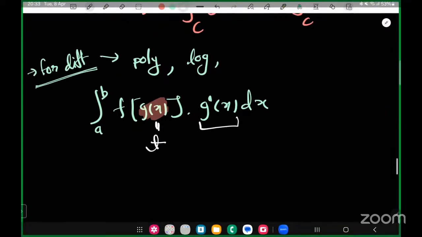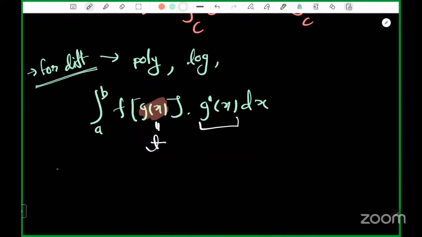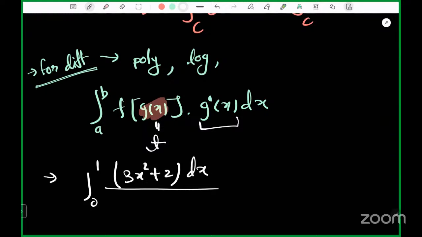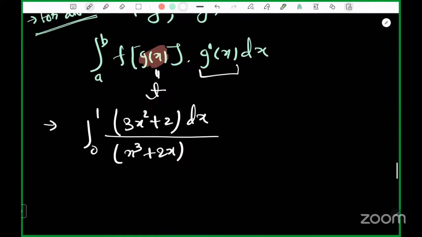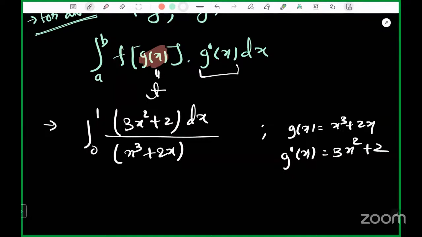For example, I'll take one simple example. Suppose integration 0 to 1 of 3x square plus 2 dx, and here I'm getting x cube plus 2x, right? So in this question, which function will you consider as your substitution? x cube plus 2x. Correct. If you take g of x as x cube plus 2x, then g dash of x is simply 3x square plus 2, which is here. So that means here we have the form g dash of x dx.